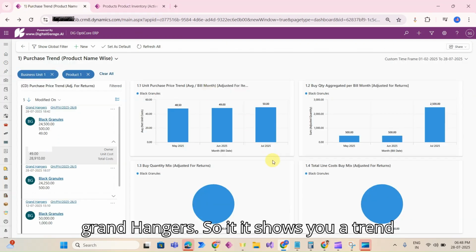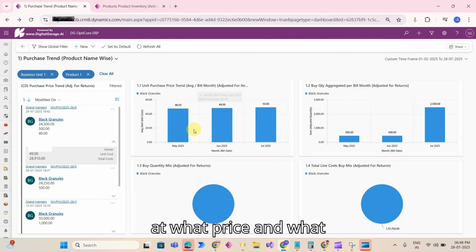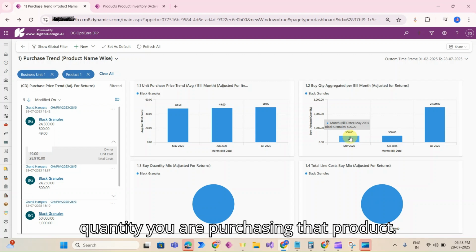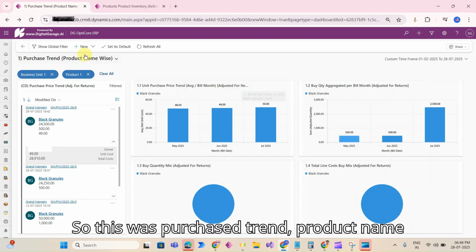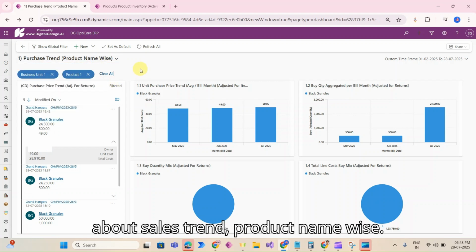So it shows you a trend of how you're purchasing a product, and at what price and what quantity you are purchasing that product. So this was purchase trend product name wise. In the next section we will talk about sales trend product name wise. Okay.